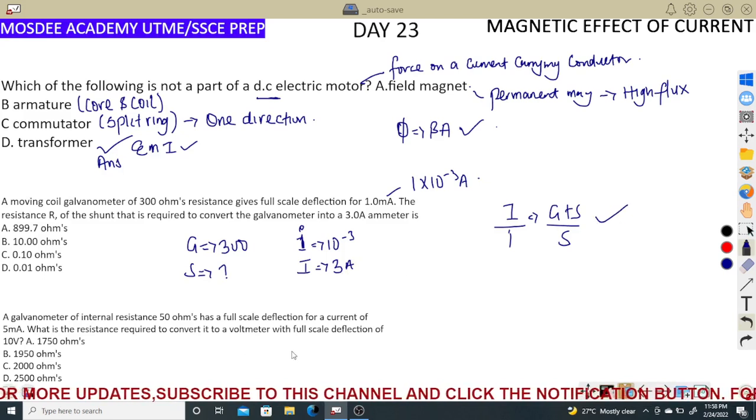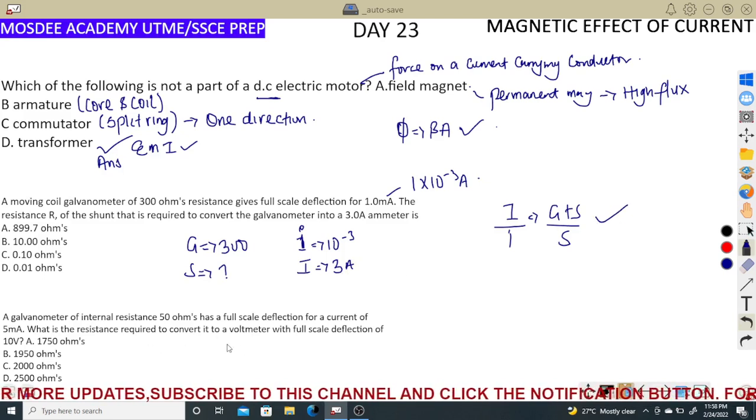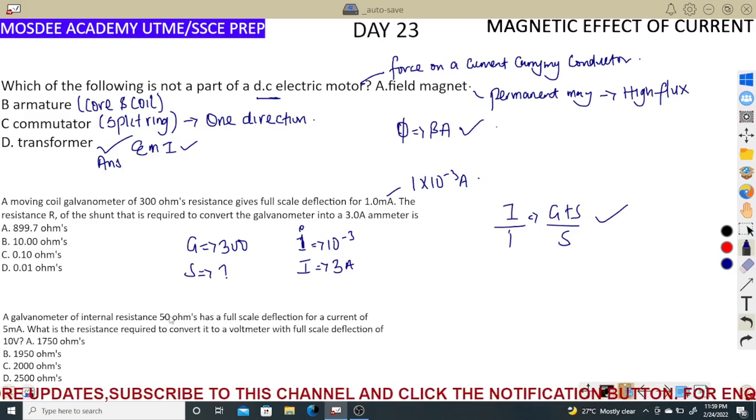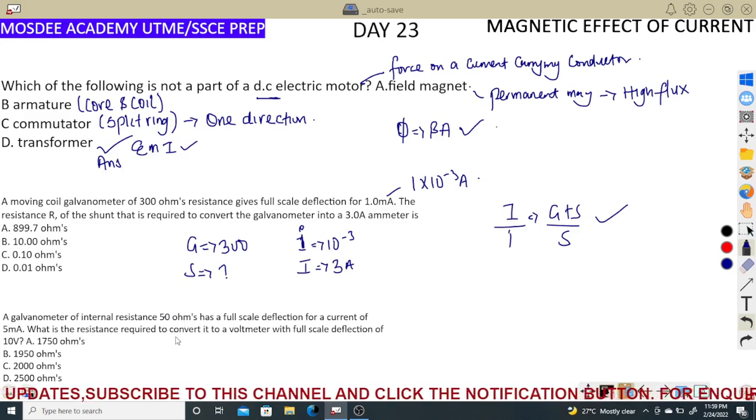So let me do this, because I think this is a voltmeter. Now look at this question. A galvanometer of resistance 50 ohms. I'm not sure this is 50. I think it's 5.0 ohms, I guess, because 50 is kind of high. Internal resistance should not be more than 5 to 6. But it can be 50 anyway.